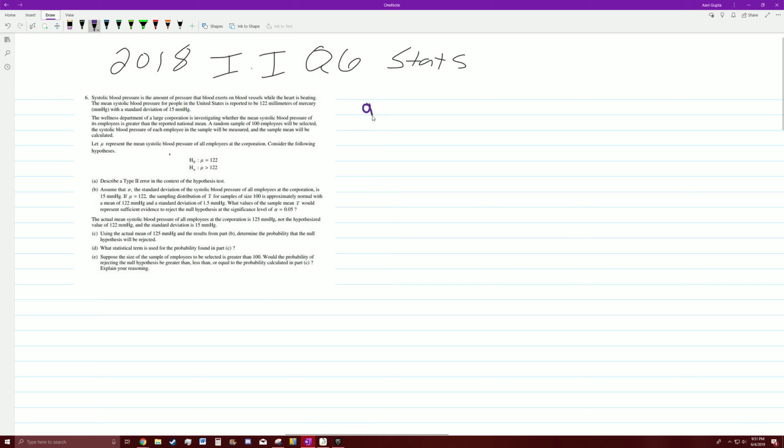Okay. So a type 2 error, we can say this. Type 2 error is basically that the H alternate is true, but the null was failed to be rejected. Doesn't make sense grammatically, but there you go. So now we've got to put that in context.